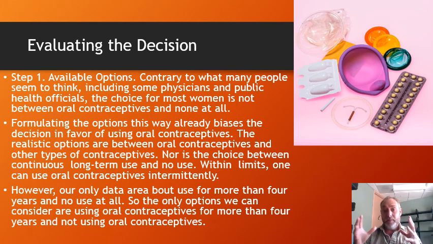Again, the realistic options are between oral contraceptives and many other types of contraceptives, and even within the taking birth control pills option, there's lots of variation, like for how long you are going to take it. Do you only take it when you're in a relationship, or only in particular relationships? Again, you'll find this is the case when you're formulating the options. This is going to be slightly unrealistic, but nonetheless, we can still get interesting information that will help us make decisions out of it. So for our purposes, we will only consider two options, which are using oral contraceptives for more than 4 years and not using oral contraceptives at all.